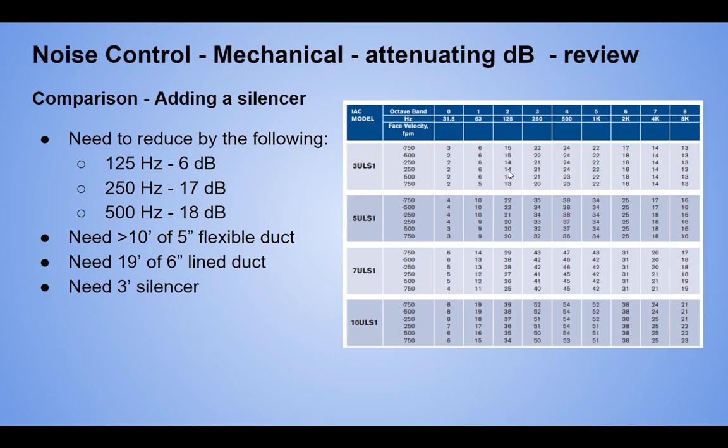So instead of 20 feet of lined duct or over 10 feet of flexible duct, we can put in a 3-foot silencer. This is going to be more expensive than the flexible duct. It's going to be on par with 20 feet of lined duct installed cost, because you've got to get up in the ceiling, you've got to take a ceiling down, you've got to suspend it. This you just cut into it over at the air handling unit, over at the source.